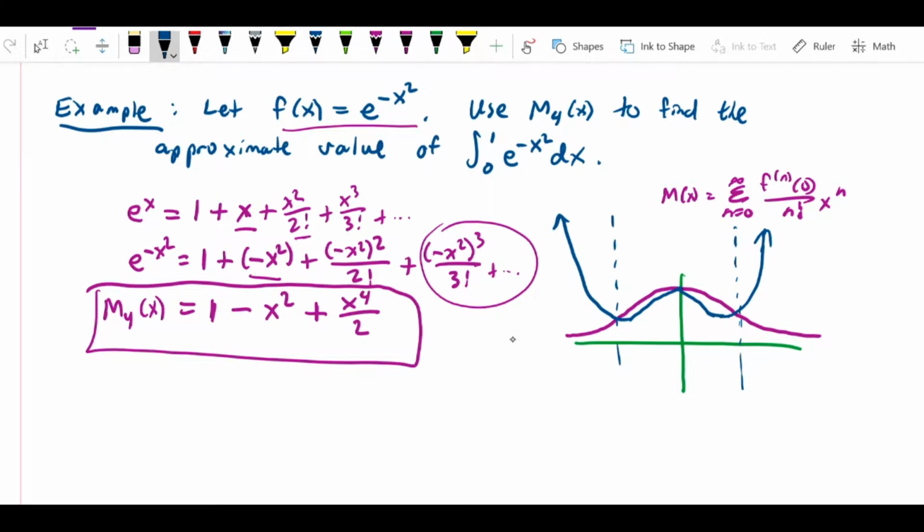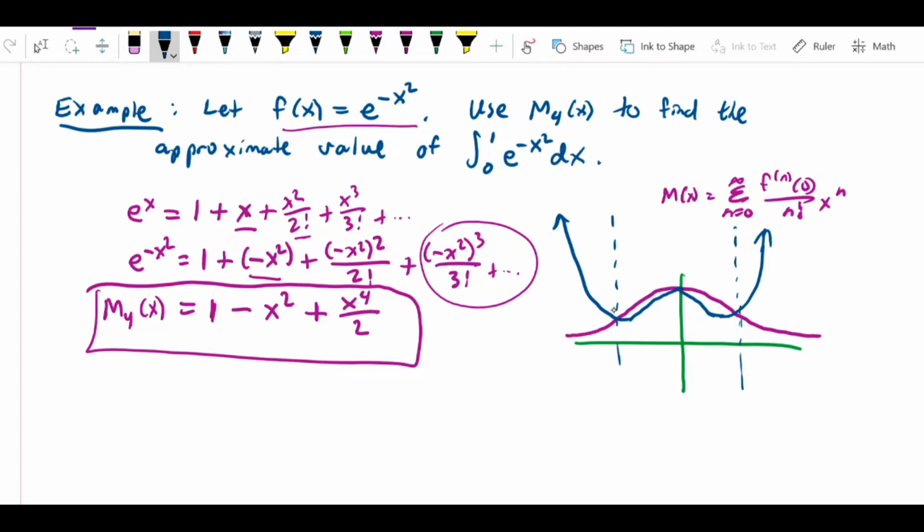So the point is that if we want to find the area under the purple curve, we could instead just find the area under the blue curve, and we'd get pretty close to that area. That's the whole point of having these approximation functions that we're constructing.